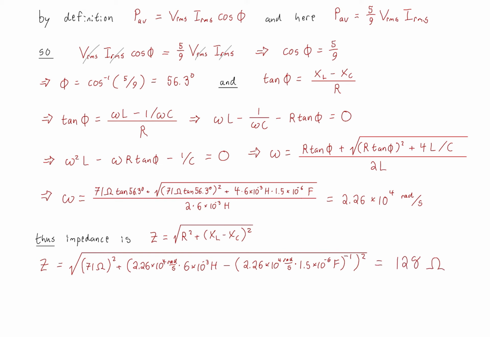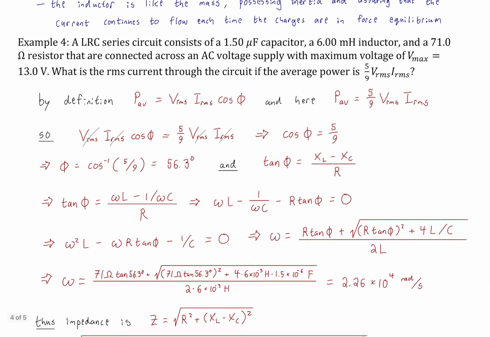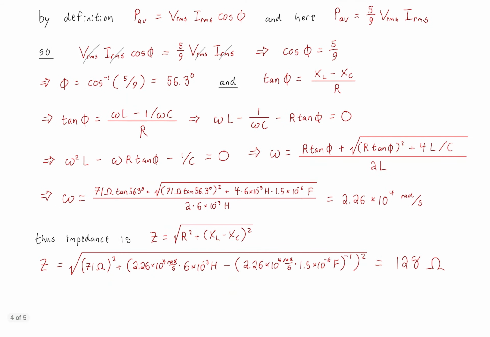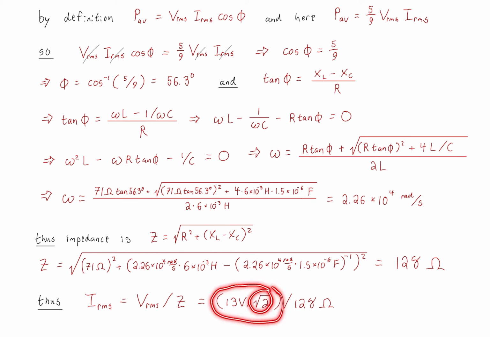Finally, I'm going to use that impedance in Ohm's law to find the RMS current, which is what we were asked for. We were asked for the RMS current through the circuit. Okay, so let's go over to Ohm's law, and the RMS current is just the RMS voltage divided by the impedance. I was given the maximum voltage, so I'm going to divide the maximum voltage by root 2, which gives me the RMS voltage, divide by that impedance I solved for, and there we go, we get 71.9 milliamps.